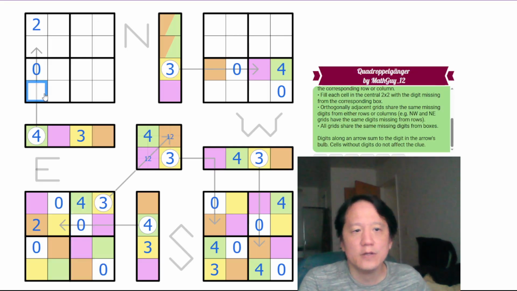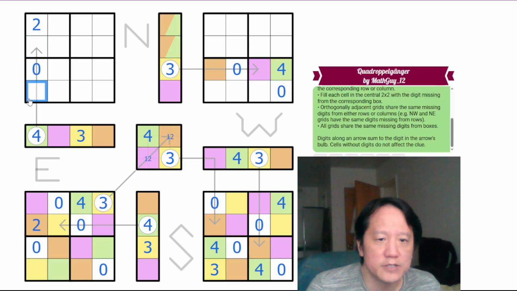Okay. This is 1 and 3 as a combination. 2 is orange.